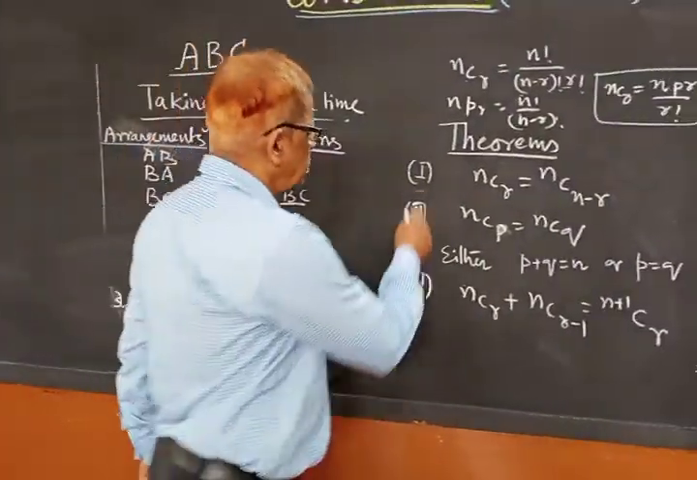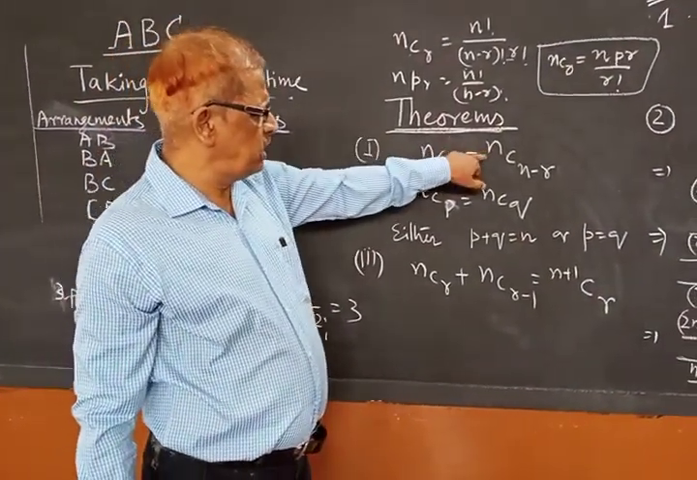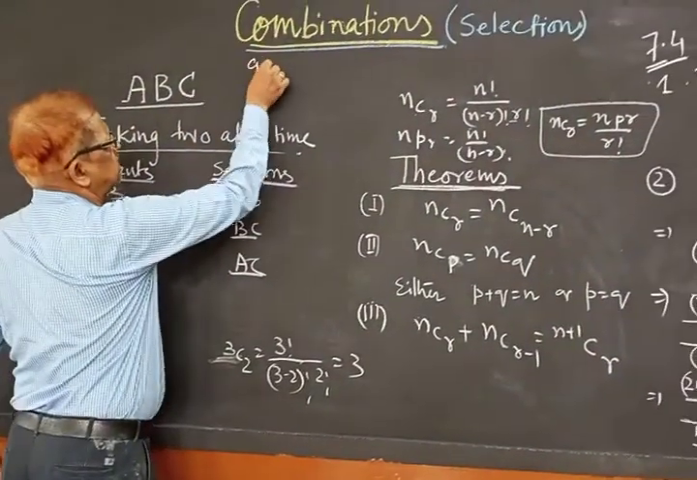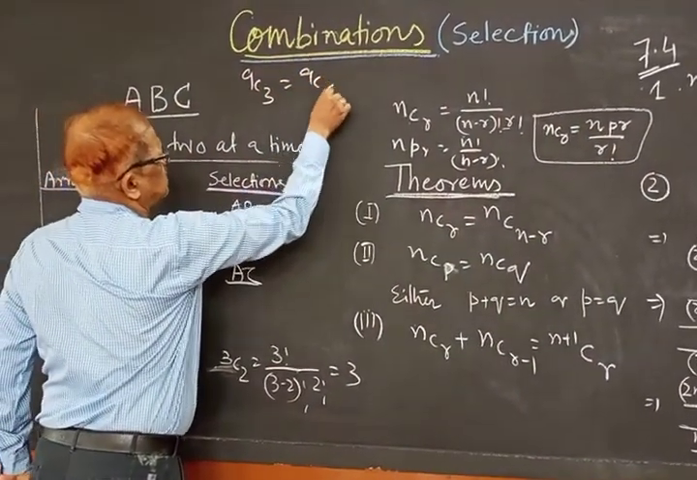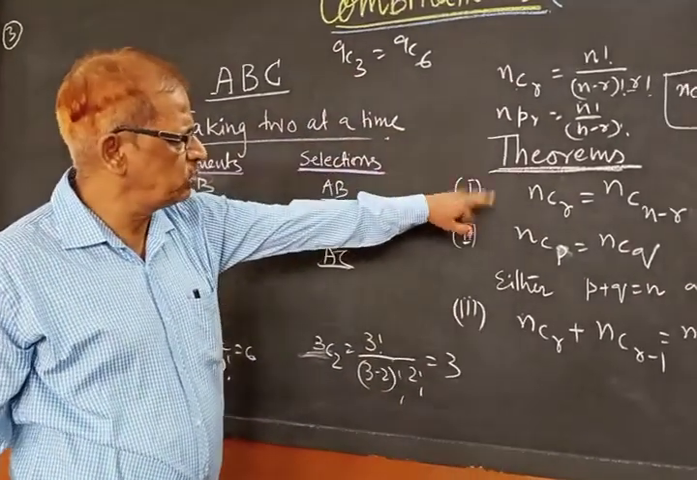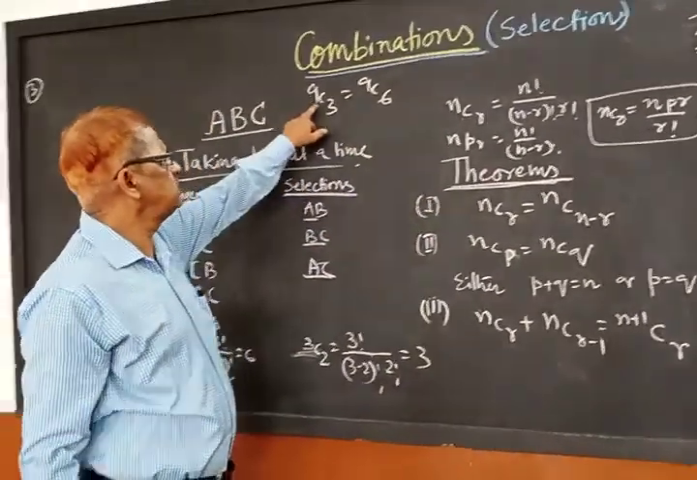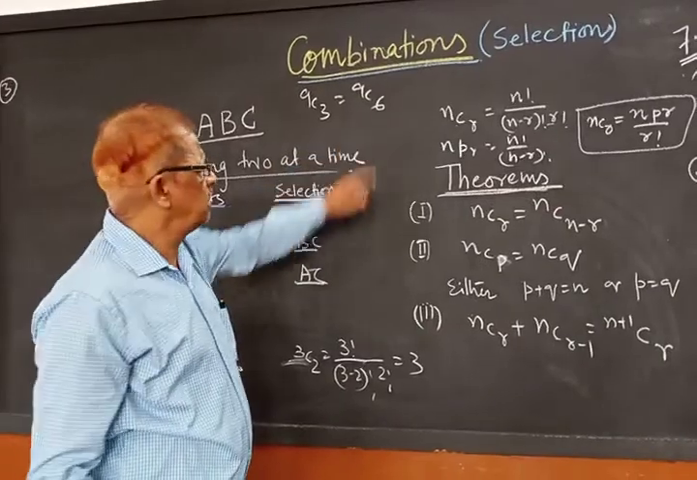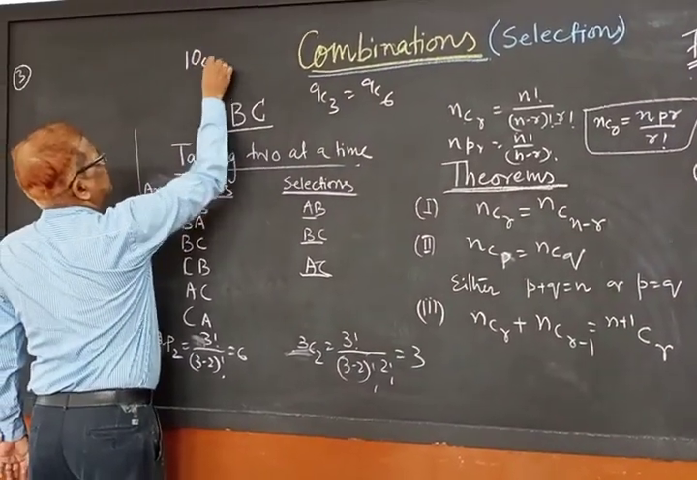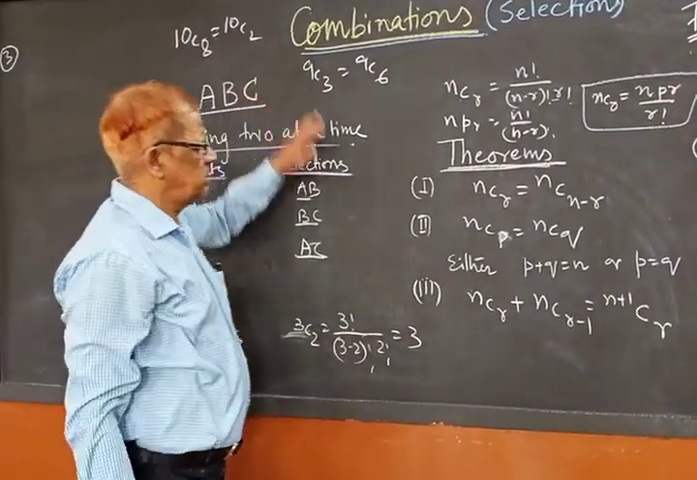Some theorems on nCr are very important. nCr is equal to nC(n minus r). Like 9C3 is equal to 9C6. They are the same thing; we can expand both of them. It is given in the book how they are the same. Suppose you have to find 10C8. Better you find 10C2. That will be easier, so we change it.